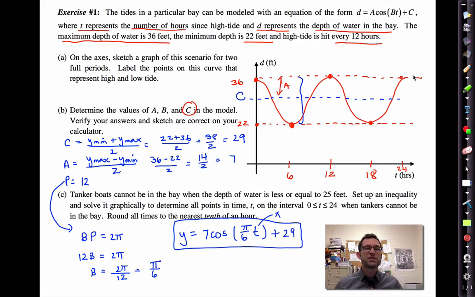Anyway, let's take a look at letter C. It says tanker boats cannot be in the bay when the depth of water is less or equal to 25 feet. Really should say less than, but whatever. Set up an inequality and solve it graphically to determine all points in time on this interval when tankers cannot be in the bay. Round all times to the nearest tenth of an hour.